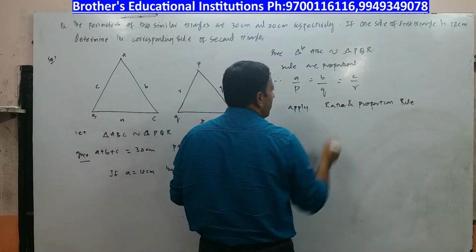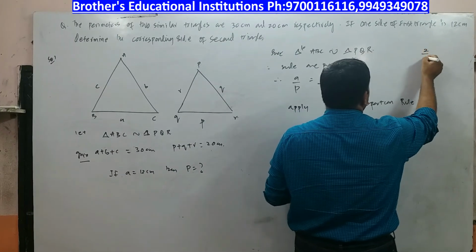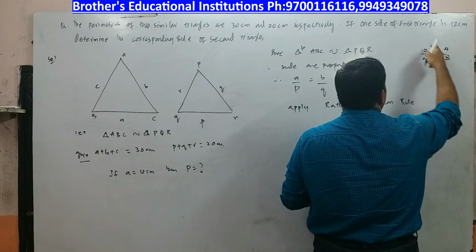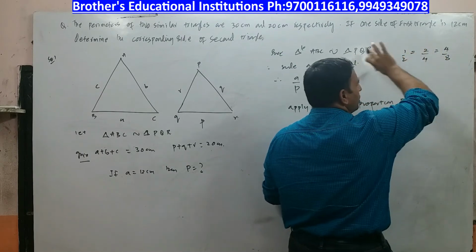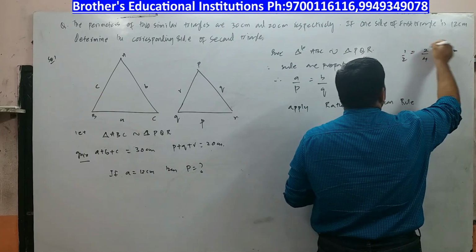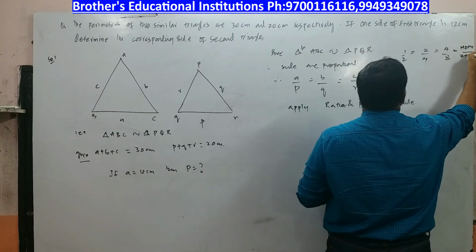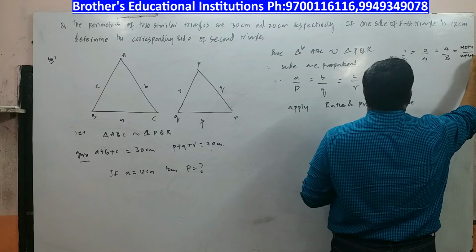Now what is the ratio and proportion rule? Try to understand. See, 2 by 4 is equal to 4 by 8. You all know that 4 1s are 4, 4 2s are 8, and that is equal to 1 by 2. So this can be added. Now this will be equal to 1 plus 2 plus 4 by 2 plus 4 plus 8. Now check whether you get 1 by 2 or not.